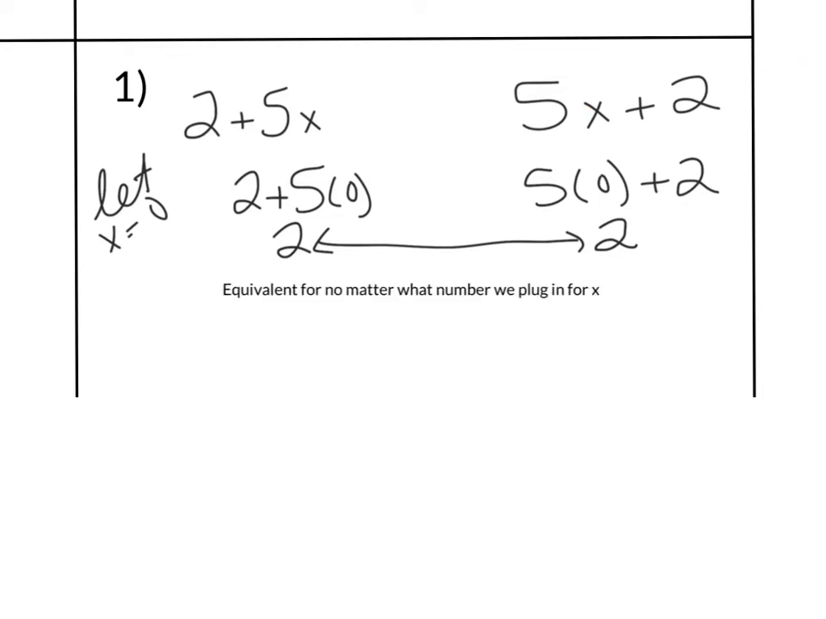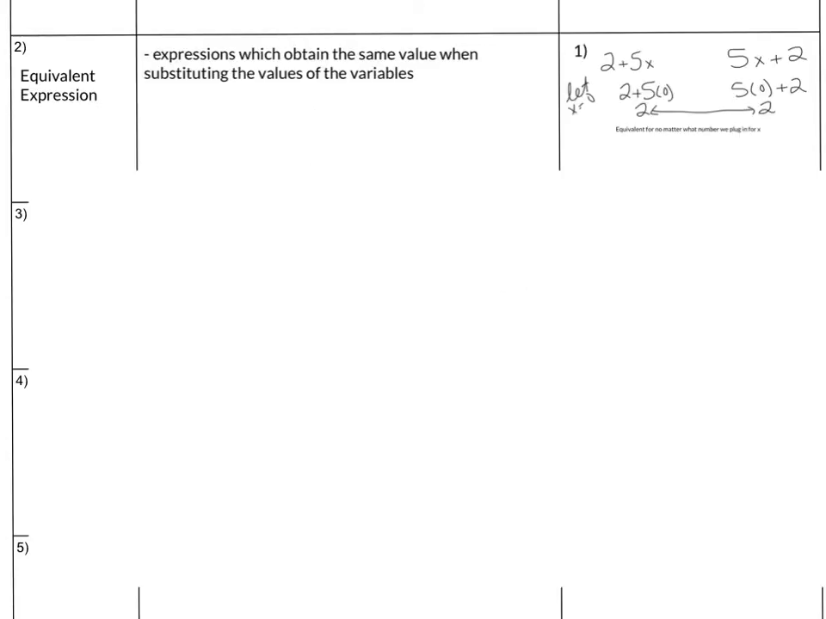And we know that by looking at our original expressions. So if we have 2 plus 5x and 5x plus 2, we know by the associative property that it doesn't matter what order we add them in, they will still be equivalent. Okay, so let's move on to our second definition, which is expressions that are equal to each other no matter what the condition. So we just talked about this with our first example.